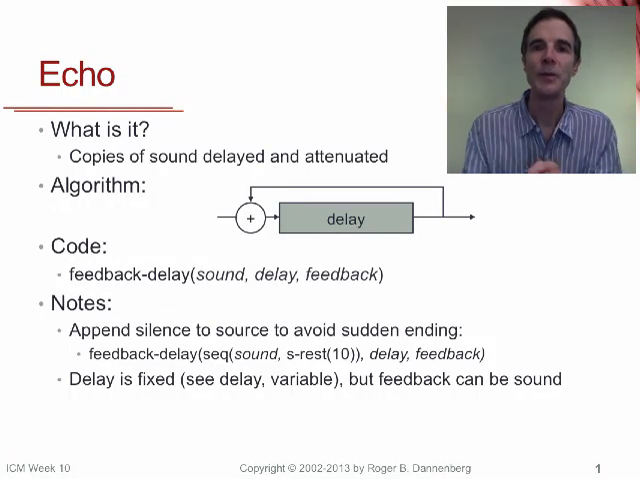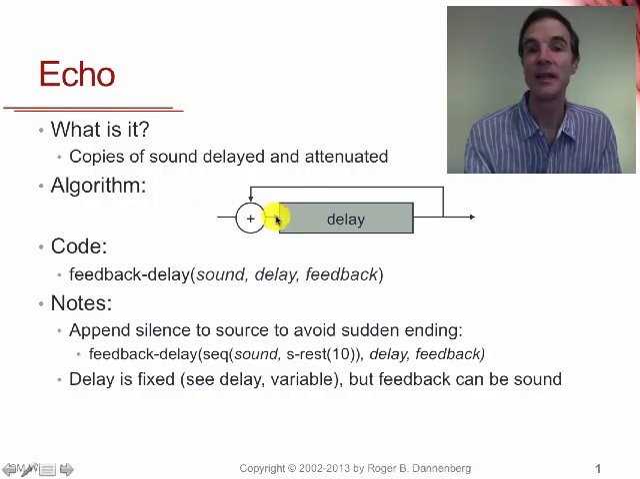If we want to have many delays, repeated delays, that effect is called echo. So an echo is just copies of a sound that has been delayed and attenuated. And for this, we do have a special unit generator in Nyquist. It's called feedback delay. And the algorithm is shown by this diagram.